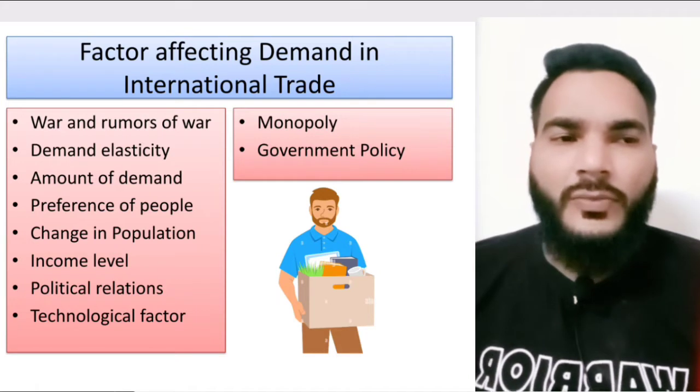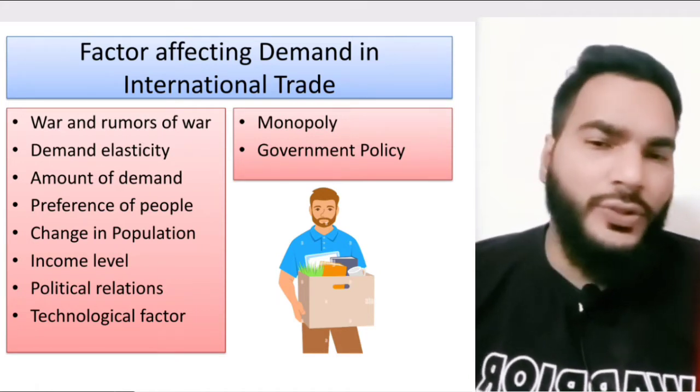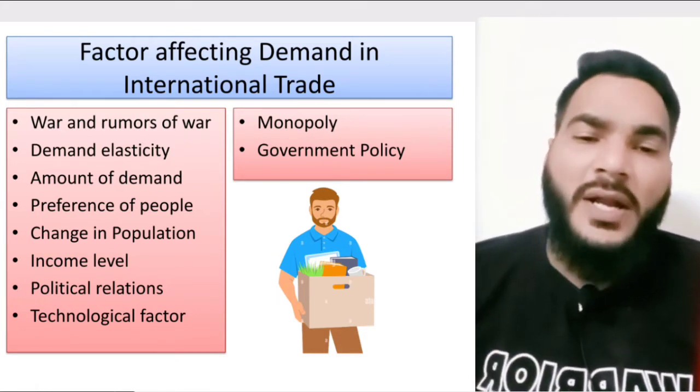This is very common. Technology is growing day by day, and the people are demanding new technologies.